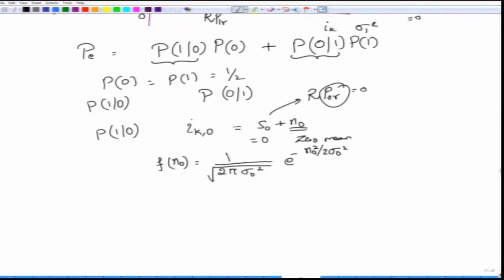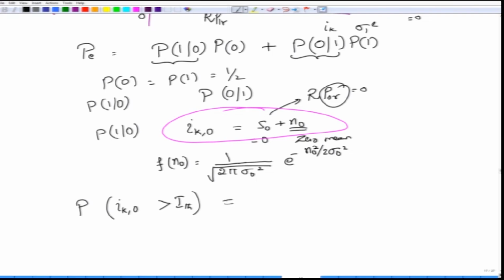When will I make an error? Well, as I said, I am going to put up a threshold. So, I will put a threshold and I will subject this particular voltage that I have received, when I have transmitted bit 0, to the threshold. In case this Ik0 happens to be greater than the threshold current, I would have declared this as a bit 1. That happens when this current sample becomes greater than the threshold current that I have set. However, Ik0 is nothing but N0 because S0 is actually equal to 0. Therefore, this probability can be rephrased in terms of the noise.